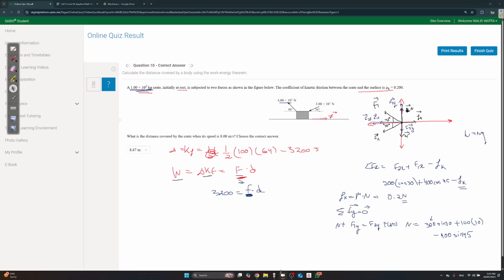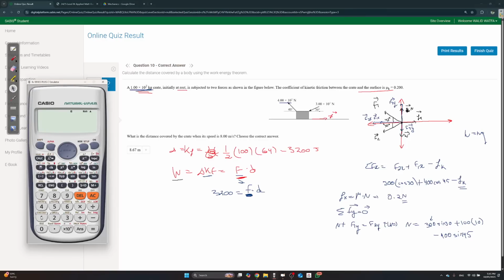Okay, if you do this on a calculator, you're gonna get, let me do this over here, 150 plus 1000 minus 400 sine 45. Get 800 something. Yeah. So you're gonna get N is equal to 867 newtons. Okay. So we know N is equal to 867 newtons. So now over here in friction, we can substitute the N back in. So it's gonna be 0.2 times 867, and you're gonna get 173.4 newtons. So this friction is 173.4 newtons.